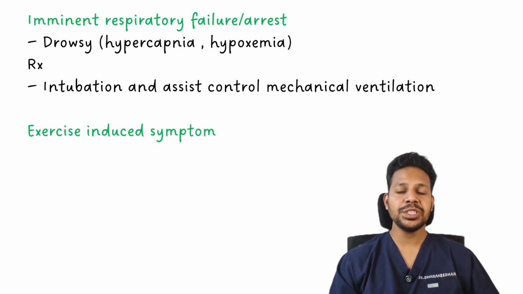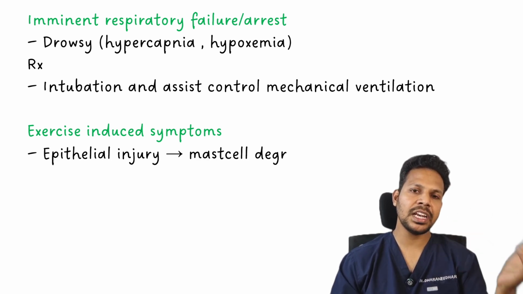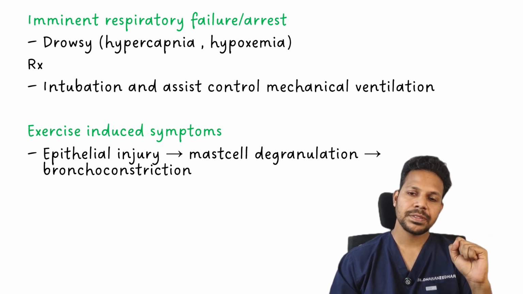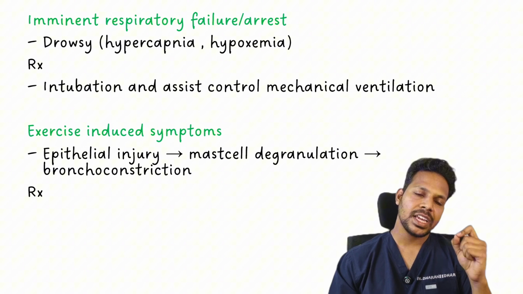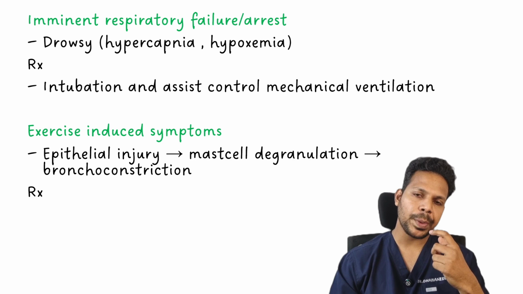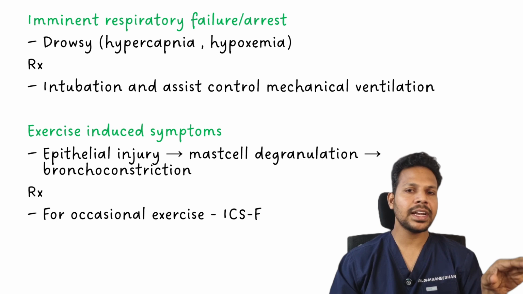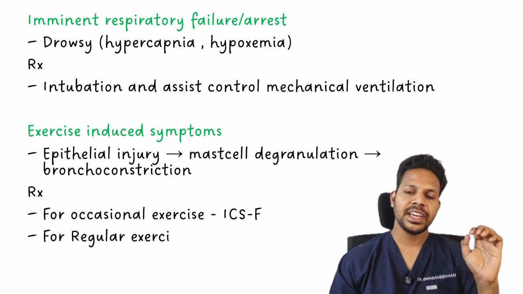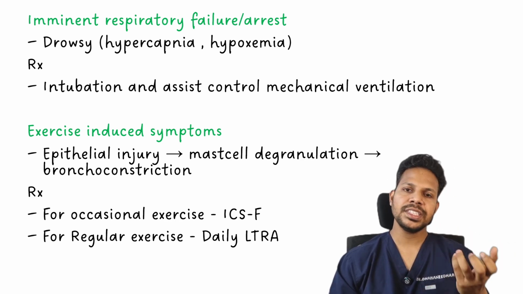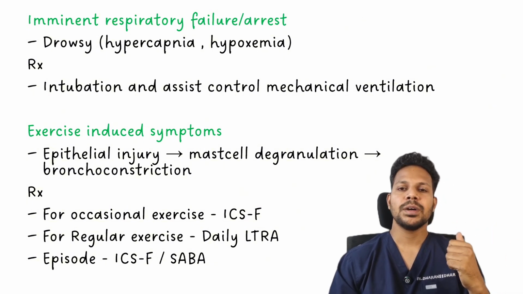If there are exercise induced symptoms, they are because of epithelial injury. As soon as there is epithelial injury, there is recruitment of mast cells and the mast cells degranulate, which will result in bronchoconstriction, right? And the treatment will be, if the patient is doing only occasional exercise, before the exercise he can take an ICS formoterol combination. If the patient keeps on doing regular exercise daily, then keep the patient on maintenance LTRA, daily LTRA. But if the patient is having a sudden episode, then you can give a reliever with ICS formoterol or ICS SABA. Anything can be used as a reliever if the patient suddenly lands up in an episode of bronchial asthma.